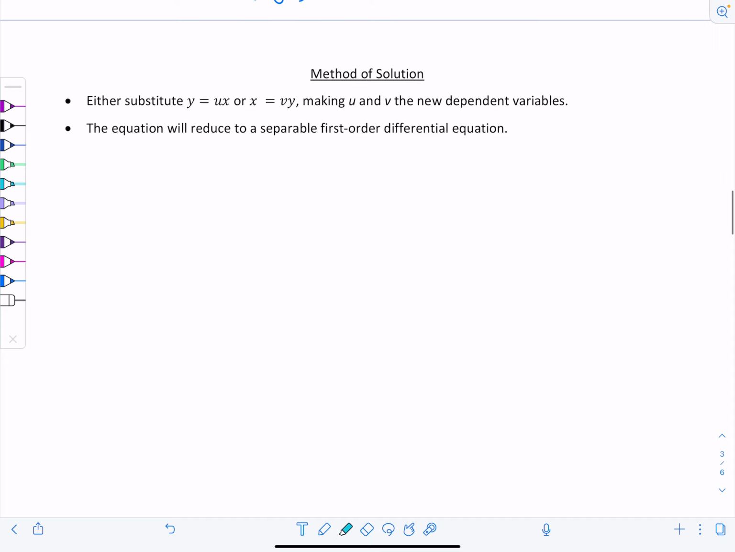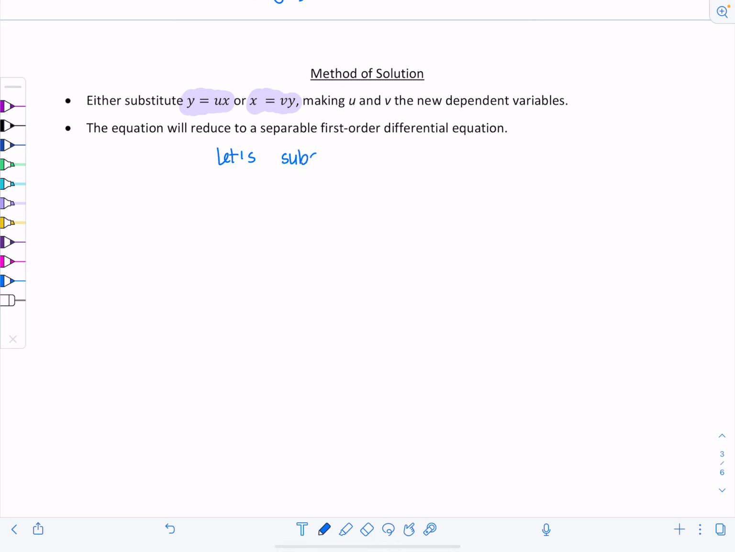You're going to make a change of variables, a substitution. You're either going to substitute y equals ux or x equals vy, which would then make u and v the new dependent variables. Then the equation's going to reduce to a separable first order differential equation, which we've already gone over how to solve. So here's how basically the process would work. Just to do a general example, I will use the substitution y equals ux.